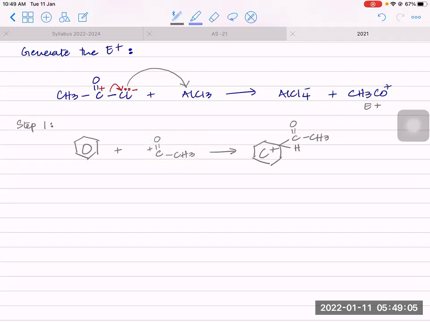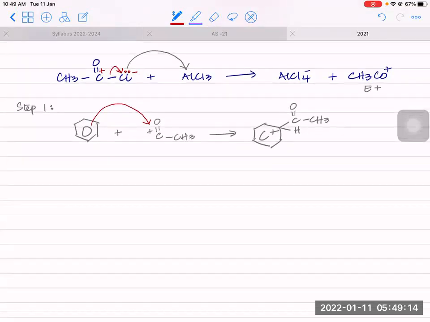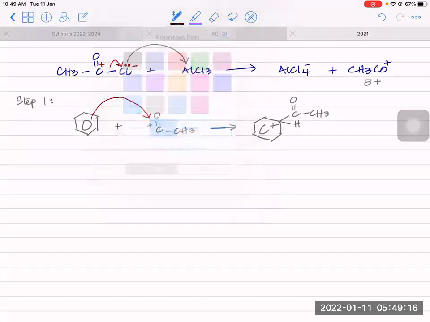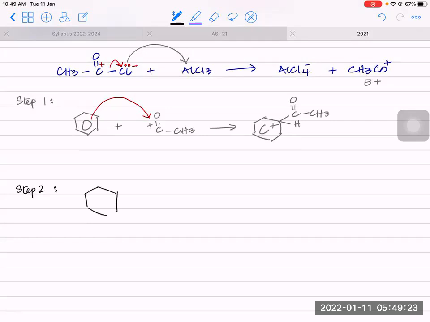And this right here is your arrow from the pi ring to the electrophile. Yes? Now you've made the 4-valent carbocation intermediate. Let's see step number 2. In step number 2, you will reform the pi ring.